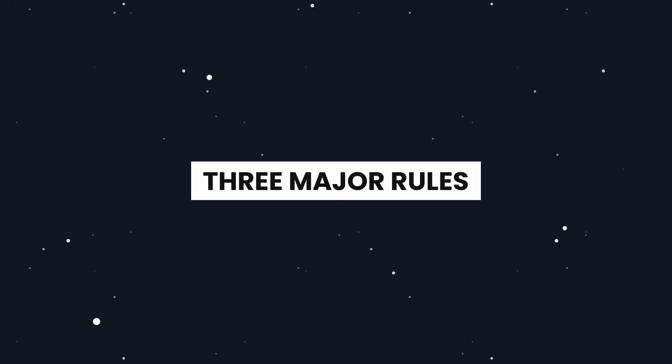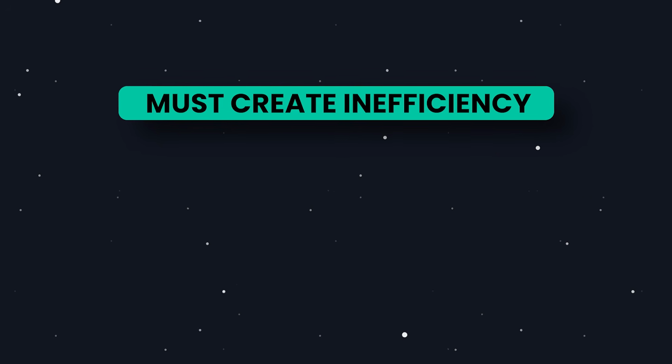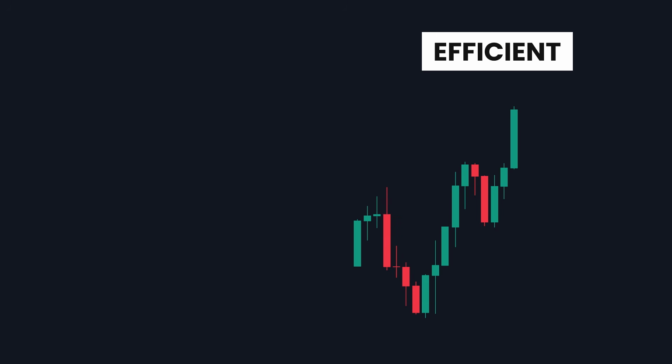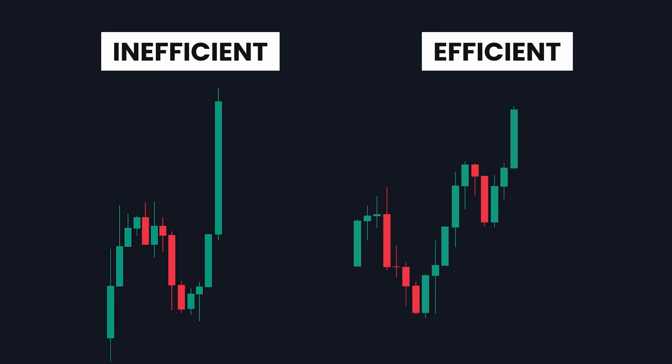There are 3 major rules for identifying valid order blocks that will actually work in your favor. First, the block must create inefficiency. Inefficiency occurs when you see drastic price movements that create gaps between the candlestick shadows. You want to distinguish between efficient moves where price flows smoothly and inefficient moves that create these gaps.